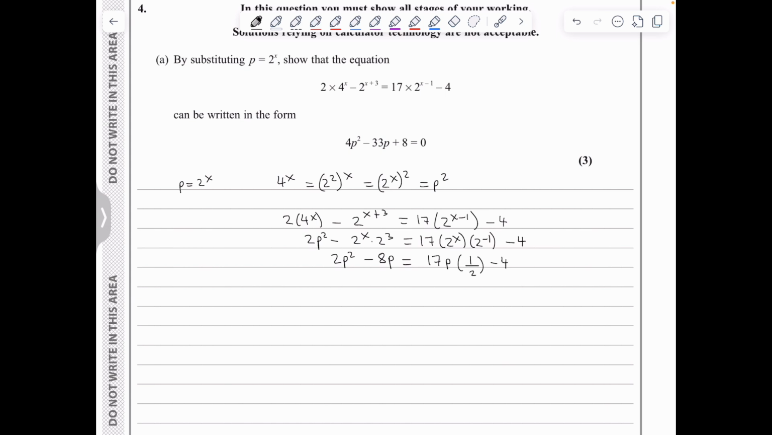I will then multiply everything by 2 to get rid of the denominator of 2, which leads to 4p squared minus 16p is 17p minus 8, and I will be collecting everything on the left-hand side, leading to 4p squared minus 33p plus 8 is equal to 0 as required.